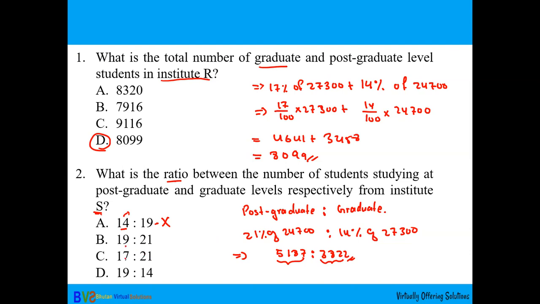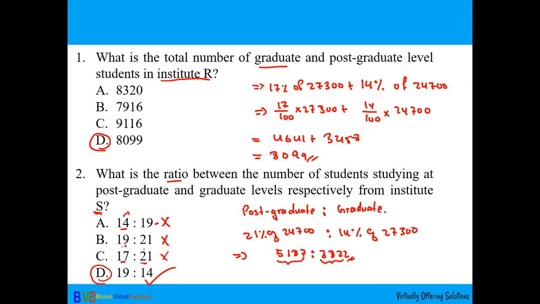Similarly, second question: the 19 postgraduate is more than the 21 graduate student, that means postgraduate is less than graduate student. This can also be included. Now C, this can also be excluded. So obviously the answer is D. This is a trick.